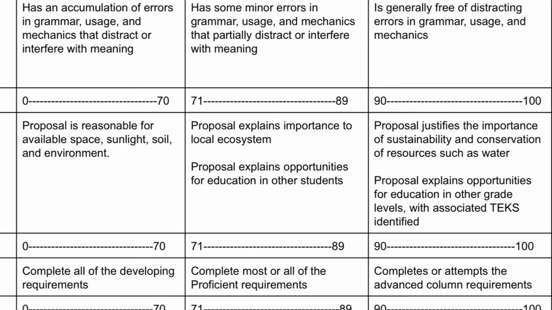If you want to try for advanced, really focus on justifying the importance of sustainability and conservation of resources such as water when we're talking about gardens. Especially in this hot, dry Texas climate, this is going to be really important. Also for the advanced, you need to find specific TEKs or standards that align with different grade levels and can provide education for other students.